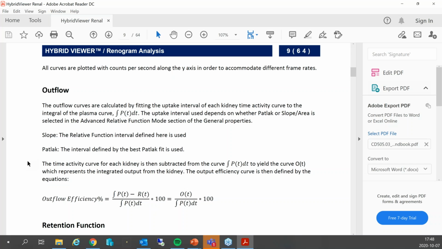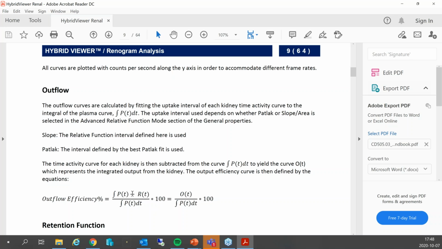So normally what you do is you take the integral of the plasma curve, and the uptake interval depends, now I'm more reading aloud, I hope that is fine with you, on which of the methods you use, the Patlak or integral method instead.